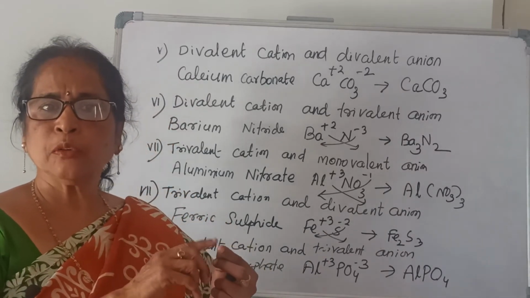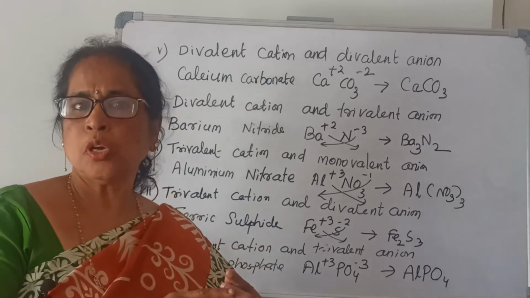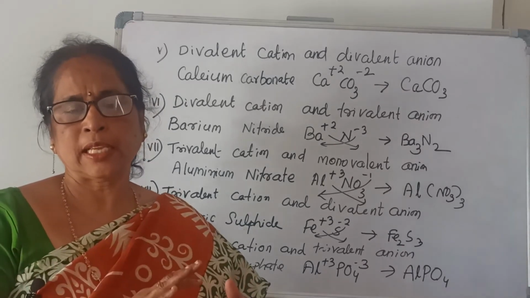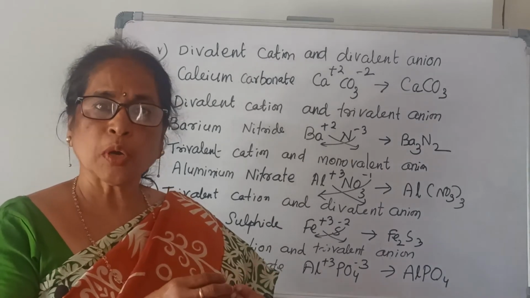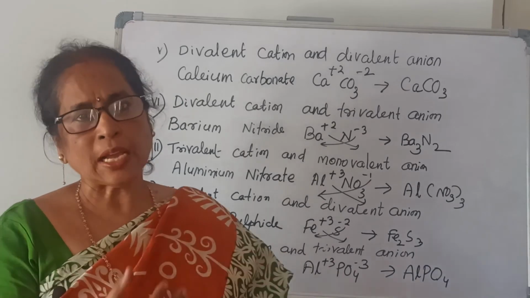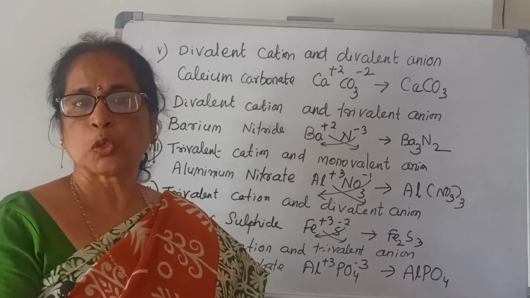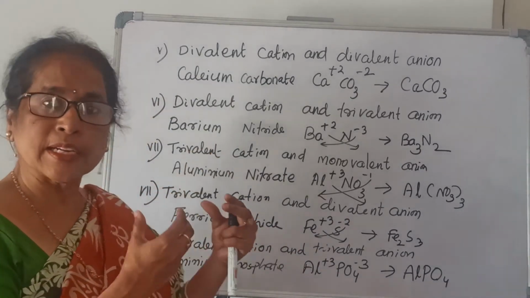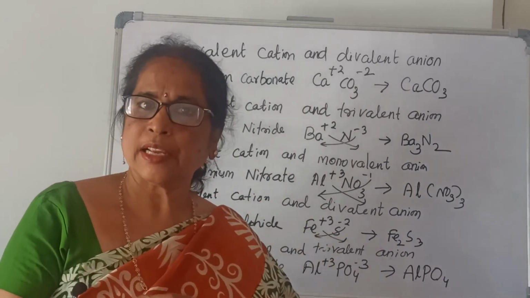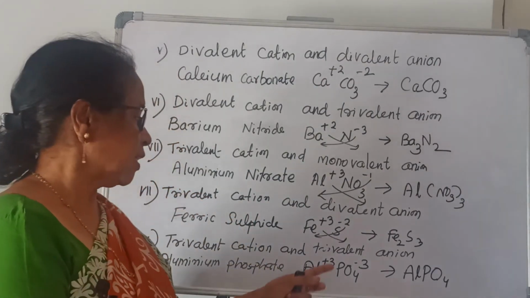So monovalent cation with monovalent anion, this is 1. Monovalent cation with divalent anion, this is 2. Monovalent cation and trivalent anion, this is 3. So in part 1 3 types are there. Now come to part 2. Part 2 I told divalent cation with monovalent anion, divalent cation with divalent anion. Similarly, divalent cation with trivalent anion. This is part 2. Part 3 will see trivalent cation, monovalent anion 1, trivalent cation and divalent anion, this is 2, and trivalent cation and trivalent anion, this is 3 types.